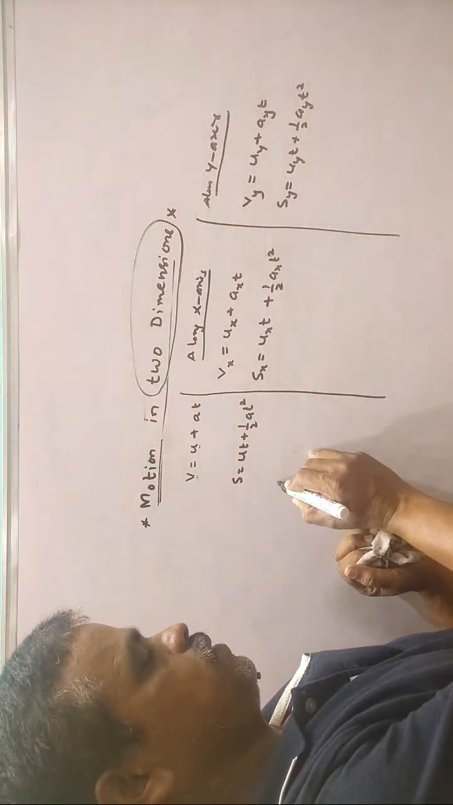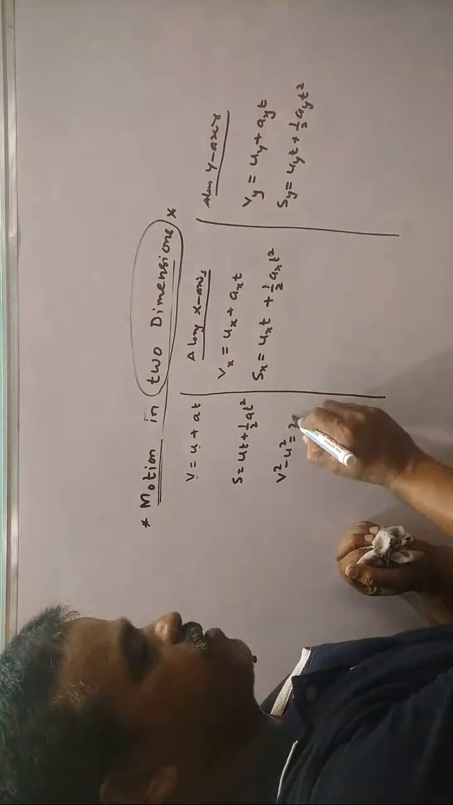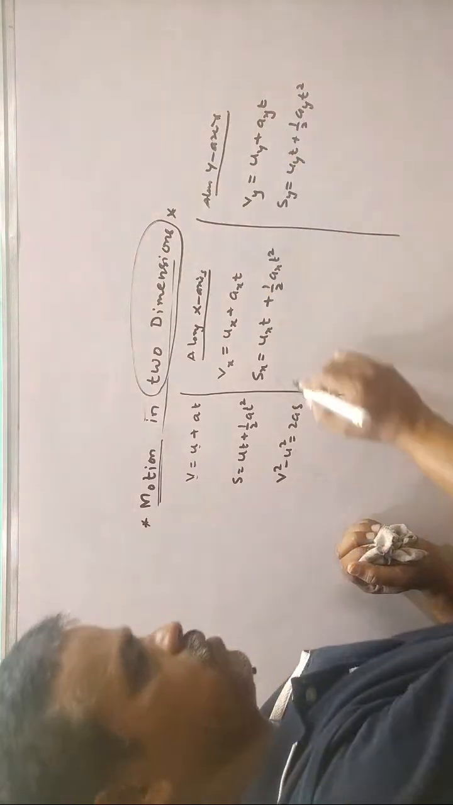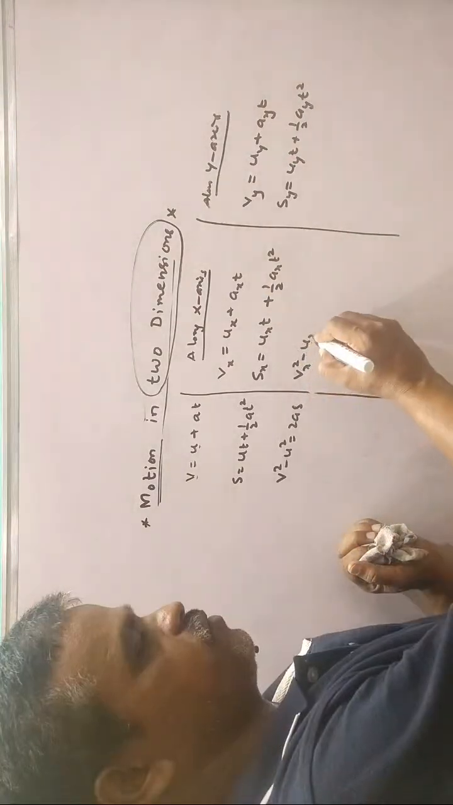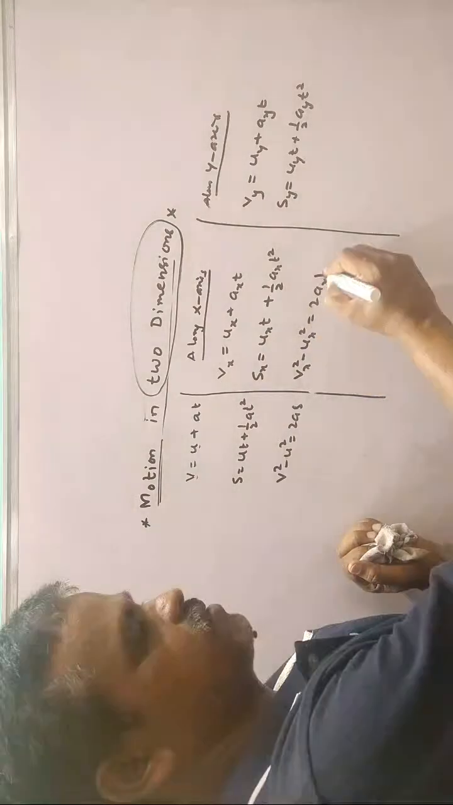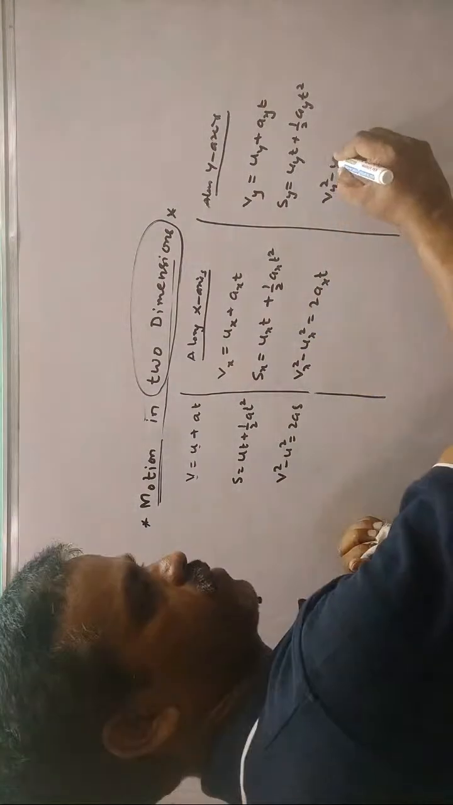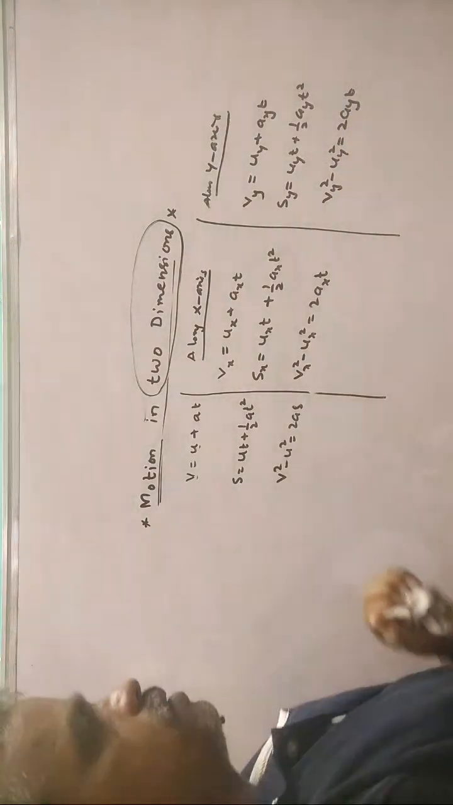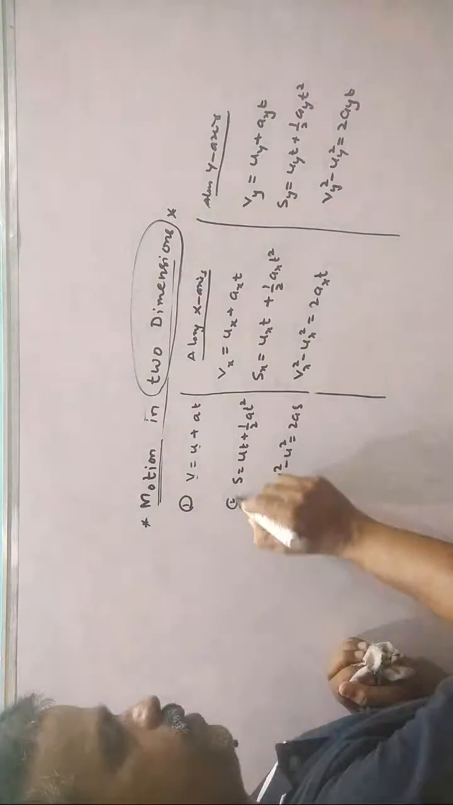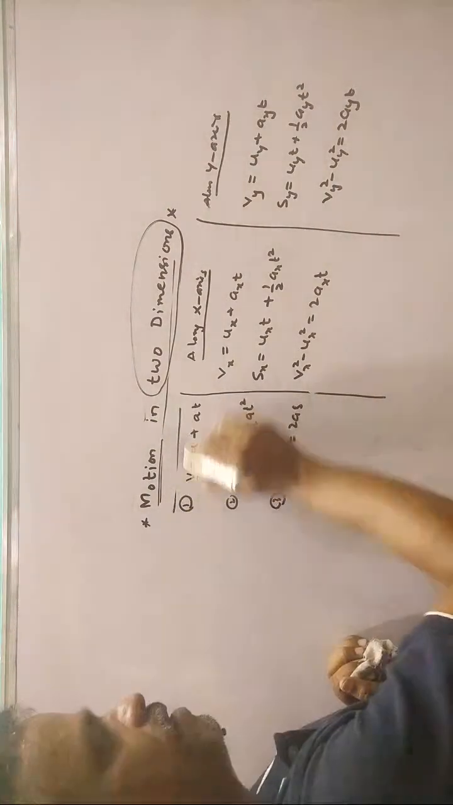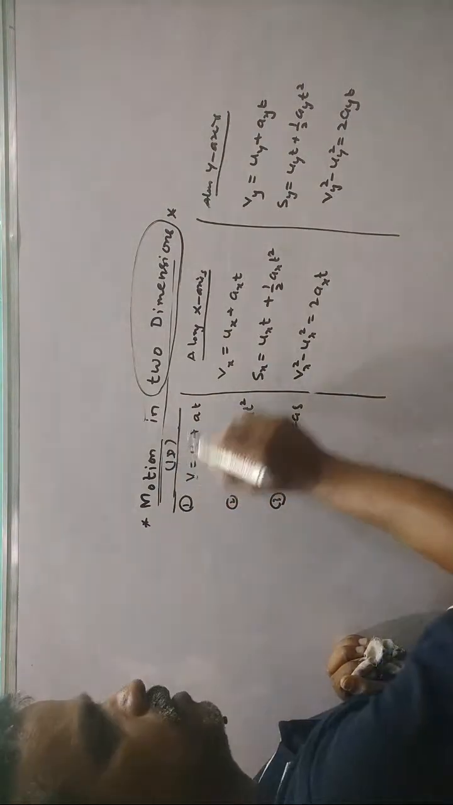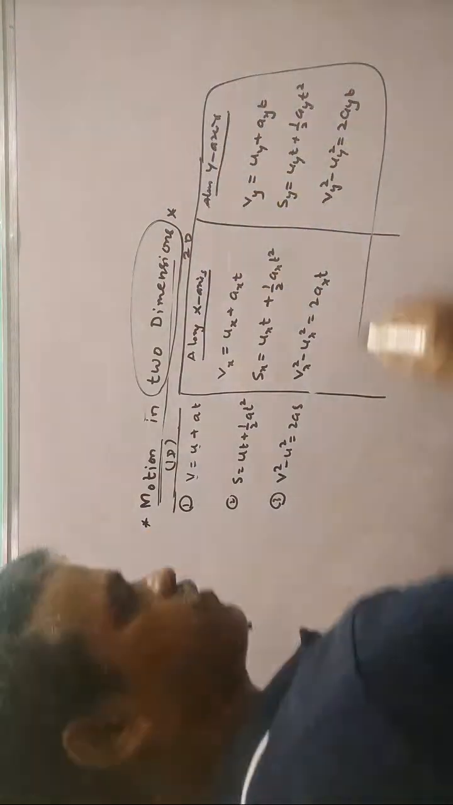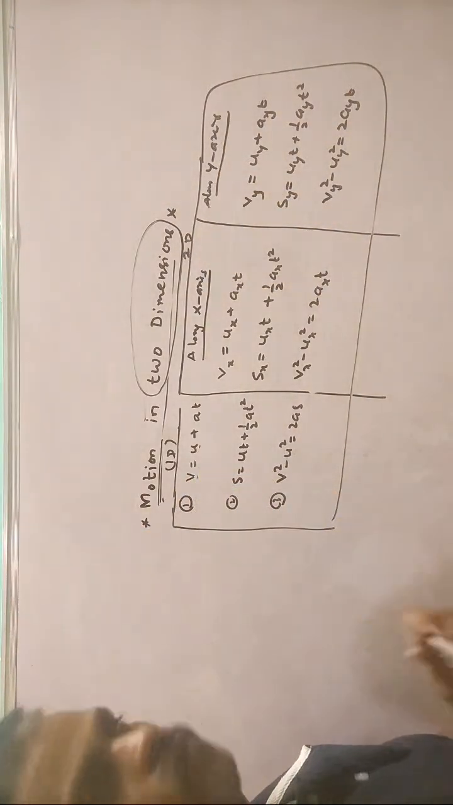Next, v square minus u square equal to 2as, the general formula, this one. In two dimensions, along the x-axis there is one, along the y-axis there is one. So along the x-axis, vx square minus ux square equal to 2ax into sx. Vy square minus uy square equal to 2ay into sy. Just you copy. This is for linear one-dimensional motion, and these two are for two dimensions. Just copy these formulas first. Neatly copy first.